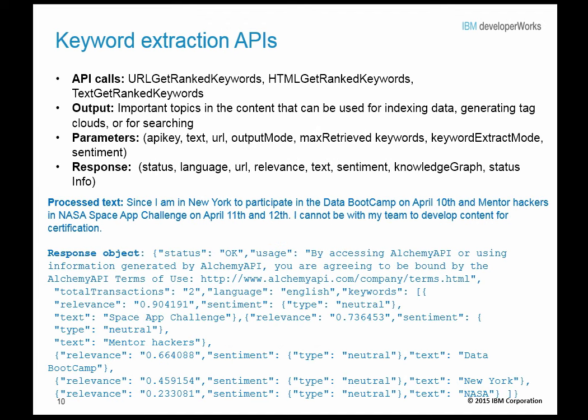Alchemy API provides three API endpoints, namely HTML getRankedKeywords, text getRankedKeywords, and URL getRankedKeywords, to extract keywords from HTML, text, or web-based content. The keywords can be used for indexing data and generating tag clouds. Keyword extraction is supported in several languages, enabling even foreign language content to be categorized and tagged. Extracted metadata may be returned in XML, JSON, RDF, and microformats.